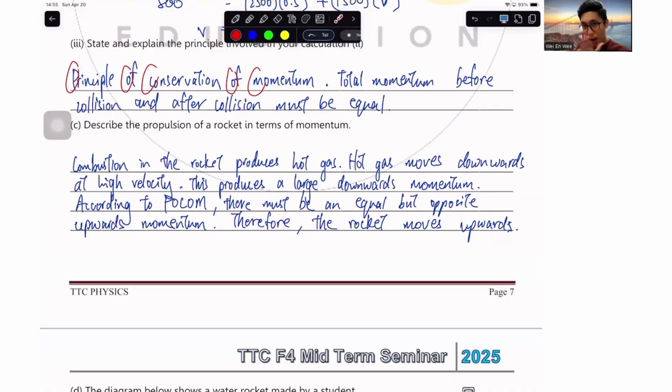Let's say I want to explain why when I fire a gun, the gun will always move backwards. Because the bullet moves forwards at high velocity. This produces a large forwards momentum. According to principle of conservation of momentum, there must be an equal but opposite backwards momentum. Therefore, the gun moves backwards. Okay, any example for momentum explanation you can use, you will always get 4 marks. Okay, understand?